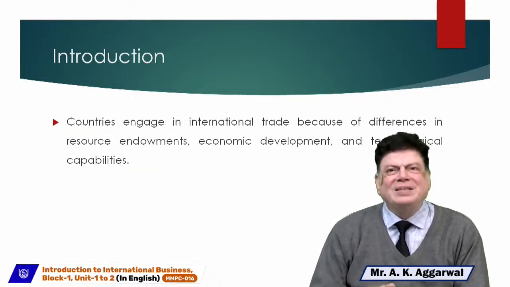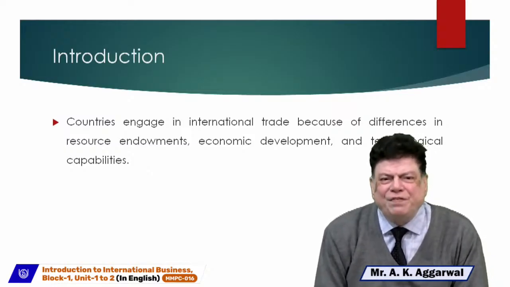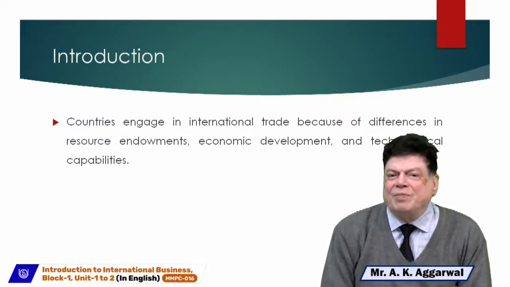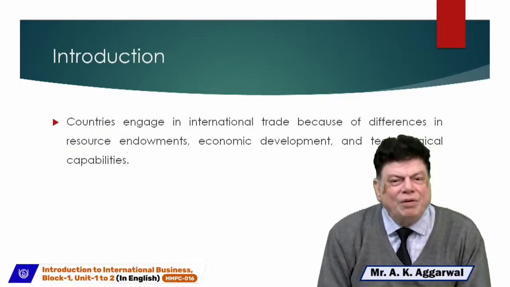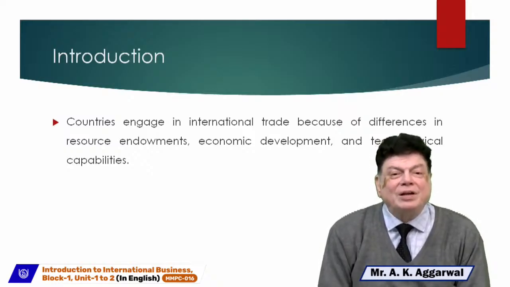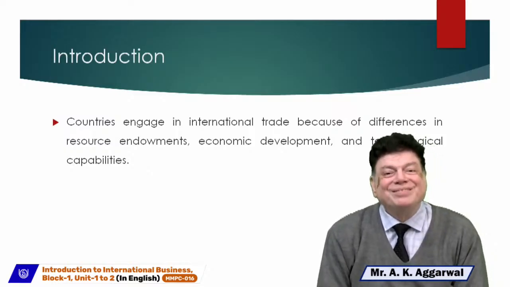Now, countries engage in international trade because of differences in resource endowments. For example, something is available in large quantity in our country and the prices are also less. Naturally, people of other countries like to buy that particular commodity from our country.